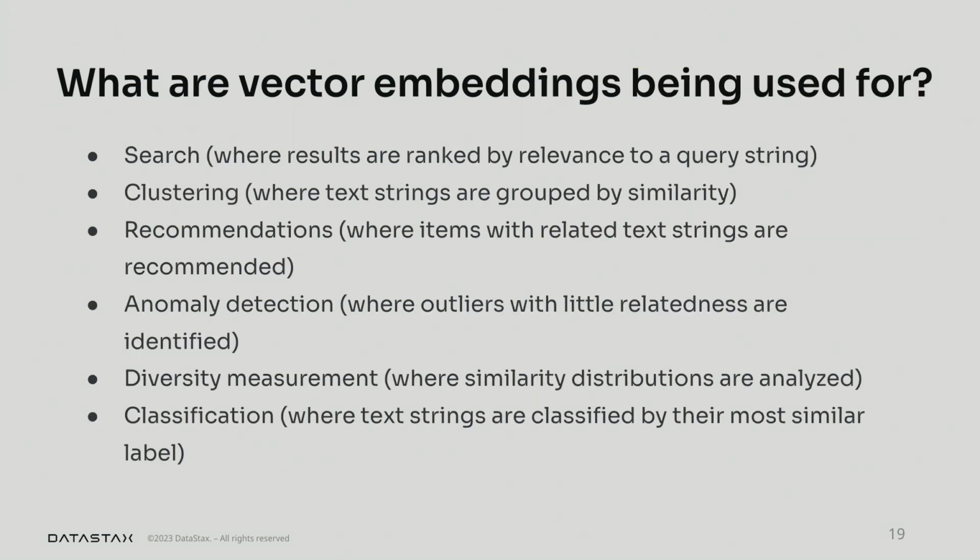Okay, going back to vector embeddings, what is it being used for? Essentially, it's used for searches, where the results are ranked by relevance to some query string. That's what it's primarily for. Then you can also use it for clustering, as well as recommendations. If you've done shopping and seen all of the recommendations, you can use vector embeddings data to do recommendations. And also anomaly detection, diversity measurement, and classification. These are just some examples of how you can make use of vector embeddings.